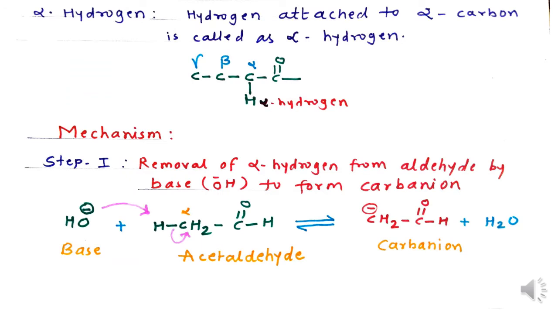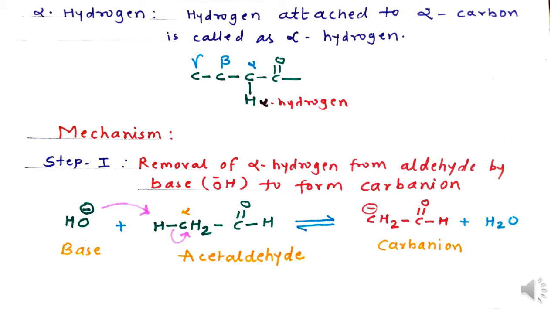Now we will see what is the meaning of alpha hydrogen. It is very important because only the compounds, that is aldehydes or ketones having alpha hydrogens, can give this reaction. So alpha hydrogen means here hydrogen attached to the alpha carbon atom, that is called as alpha hydrogen. Now in this example you can see.